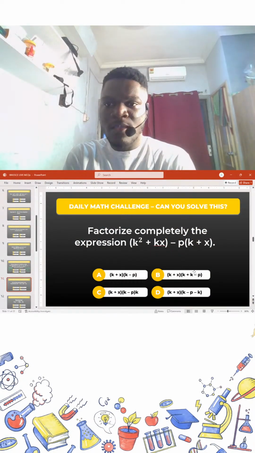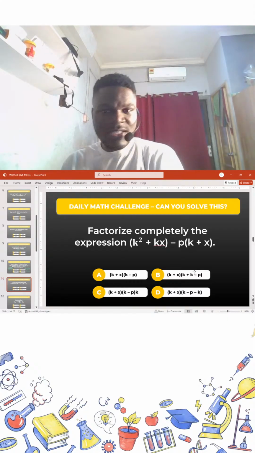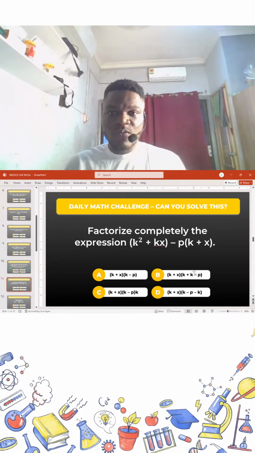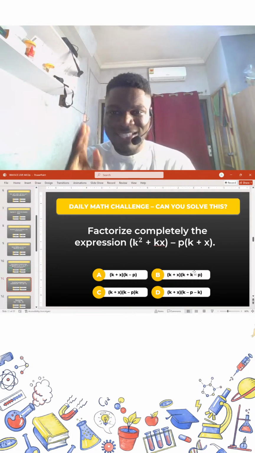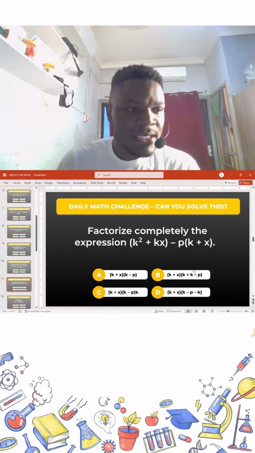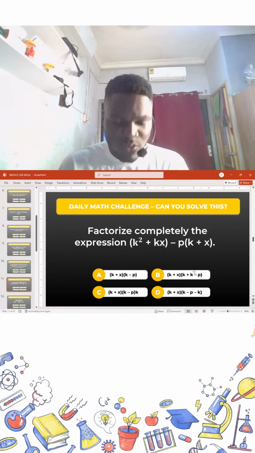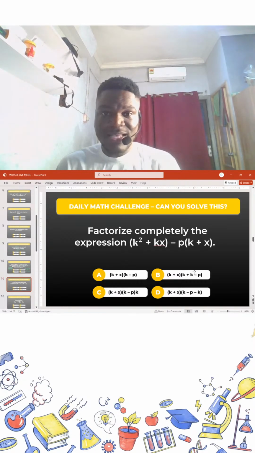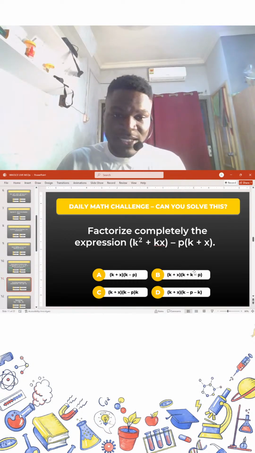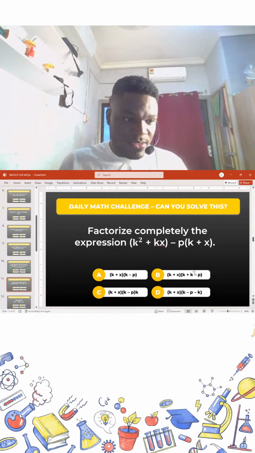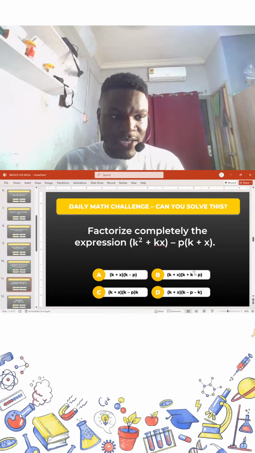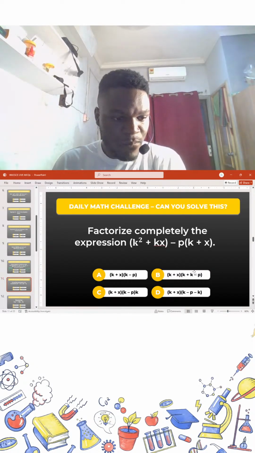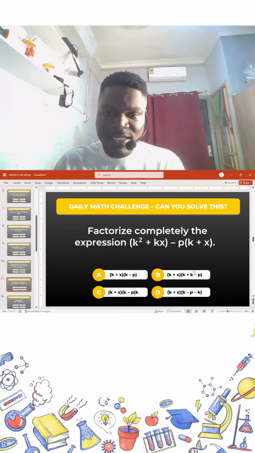Okay, so guys, we are back. This is the expression that we have. We have to factorize completely the expression (k squared plus kx) minus p times (k plus x). So that is the expression we have to factorize completely. We have 2 minutes to factorize this expression. I will also solve that in the meantime.